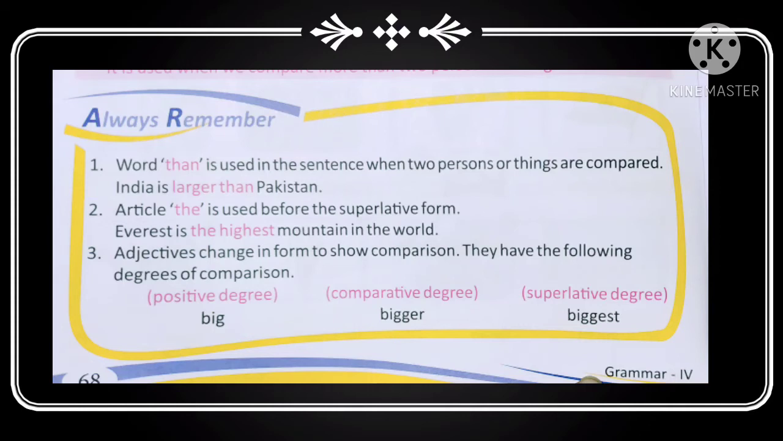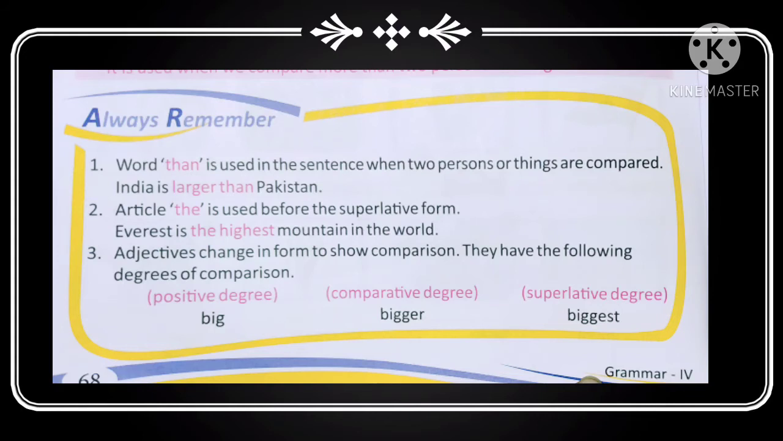For example, India is larger than Pakistan. So here India and Pakistan are compared, and here we have used larger, the comparative degree. With comparative degree we have used than. So than is used in the sentence when two persons or things are compared. Next point is that the article the is used before the superlative form.